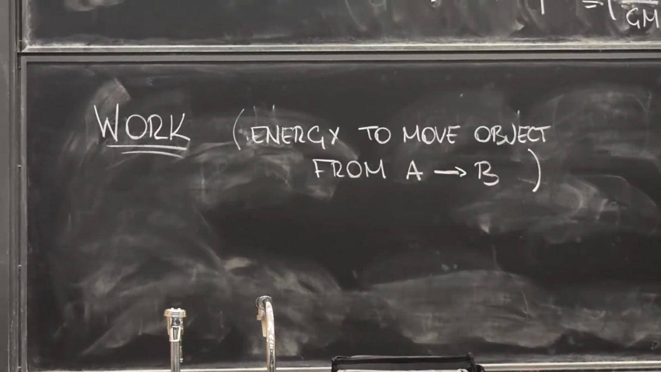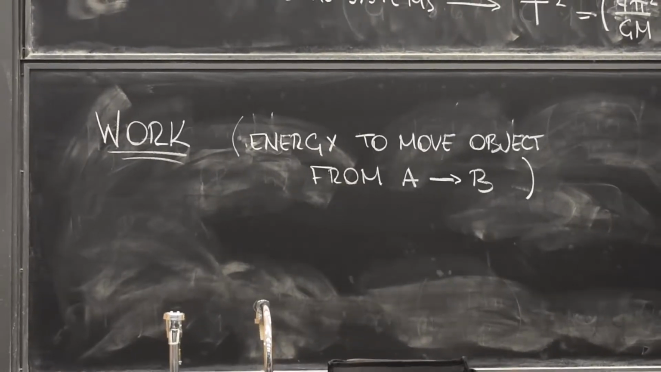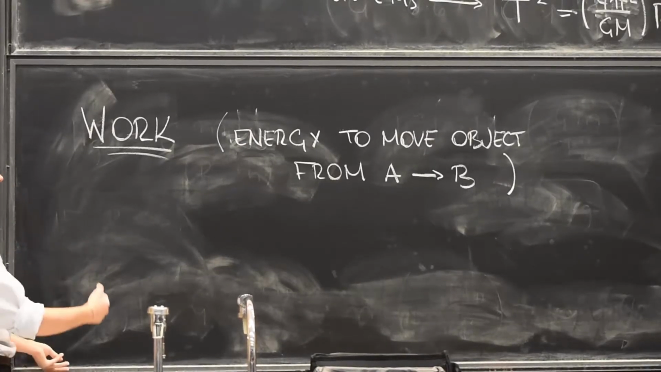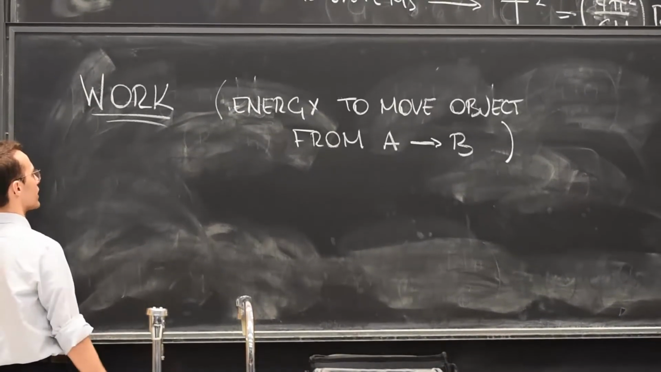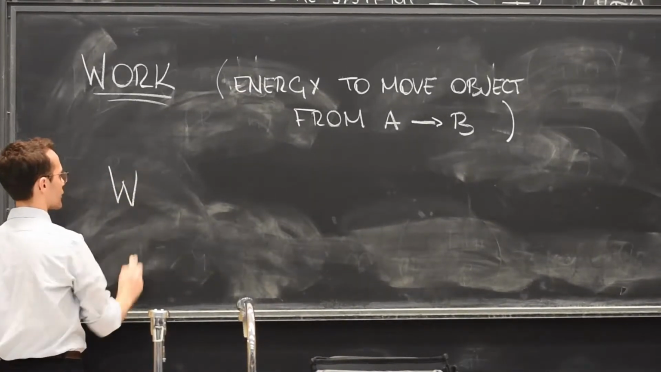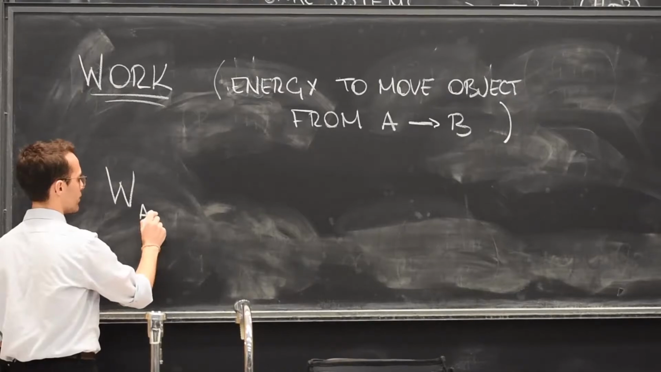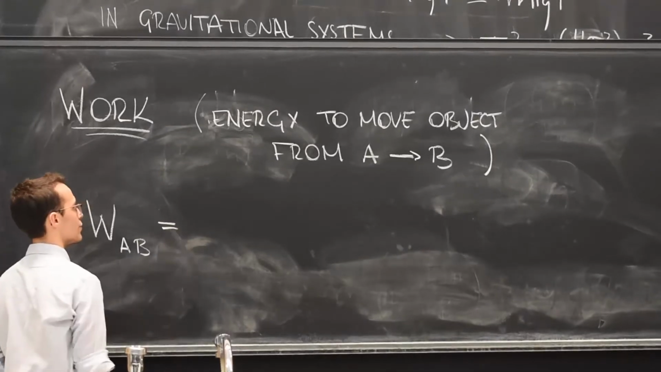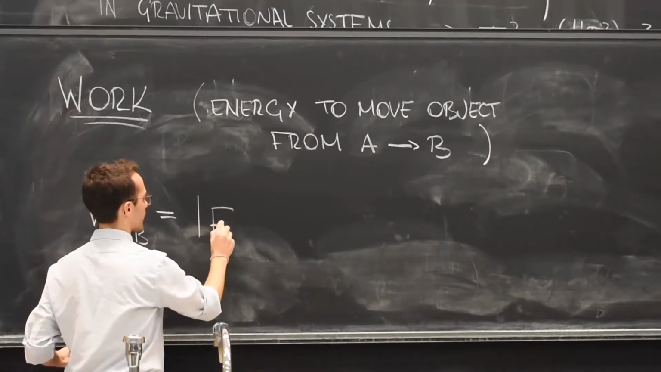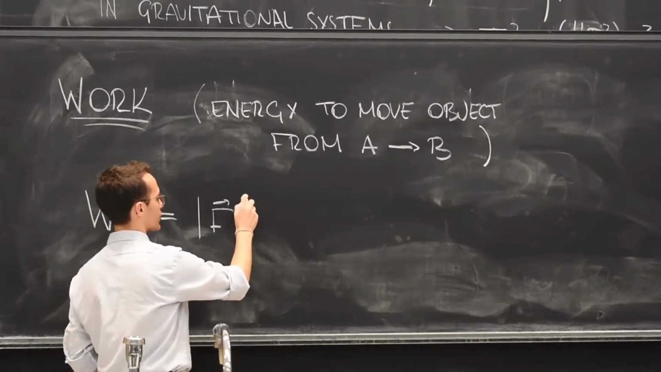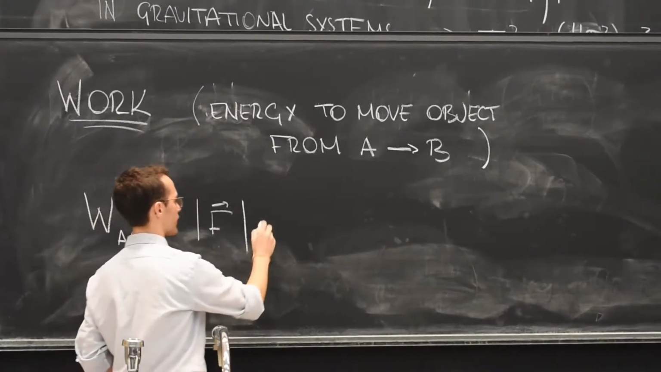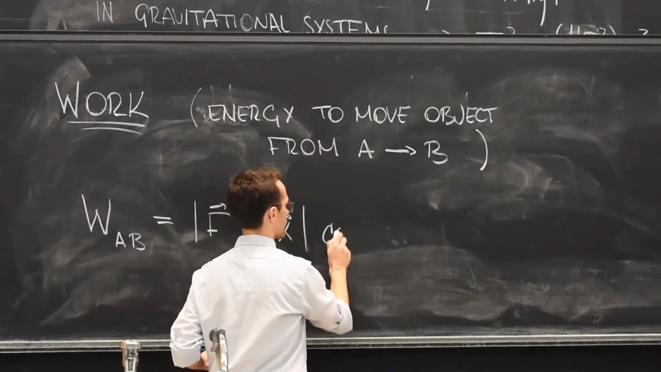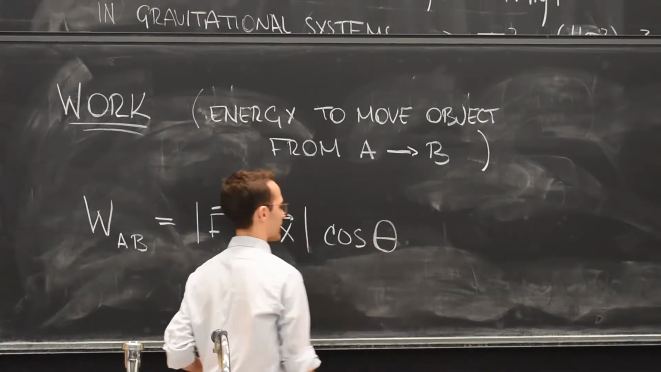All right, and what I'll do is I'll give you the general mathematical definition of it. And with practice and playing with problems, you'll get more of a fundamental understanding of what it's going to be. So work going from point A to point B, right? This is equal to magnitude of F. I'll give you a diagram in just a moment so you understand what all this means. Magnitude of F times magnitude of X times cosine of theta.